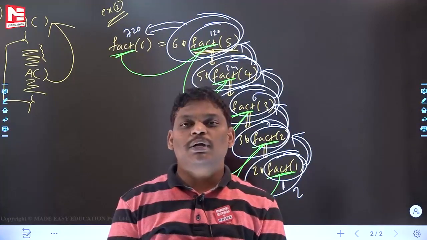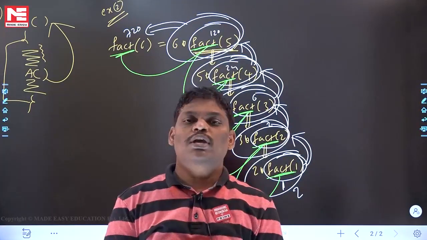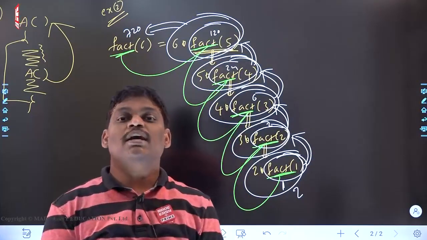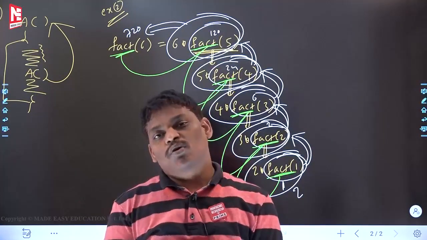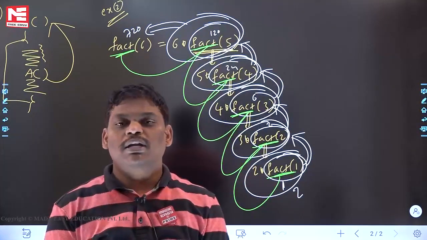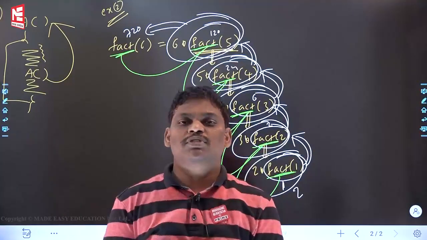What is the meaning of stack property? First in, last out. Who came first, he has to go last. That is called first in, last out. And one more way of saying: last in, first out. Who called last? Factorial of 1, but he will complete first. This is the meaning of stack property.